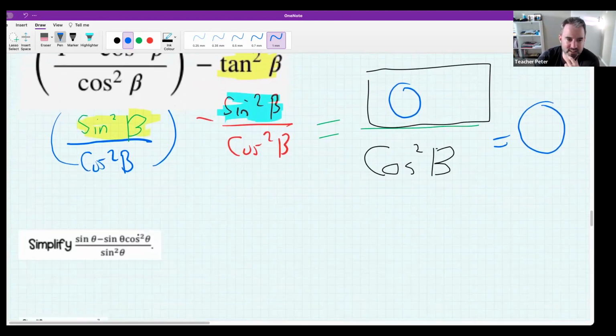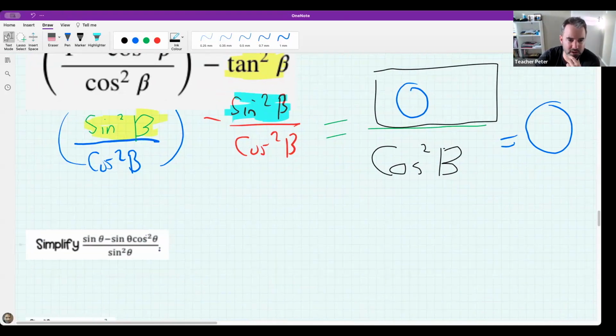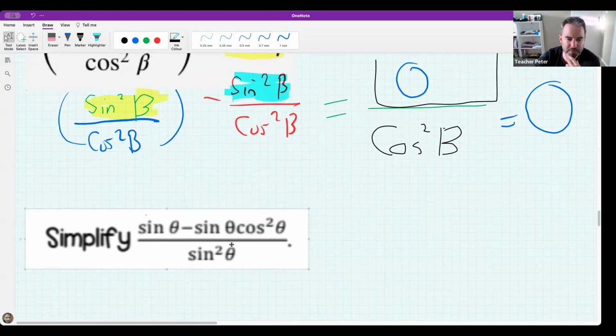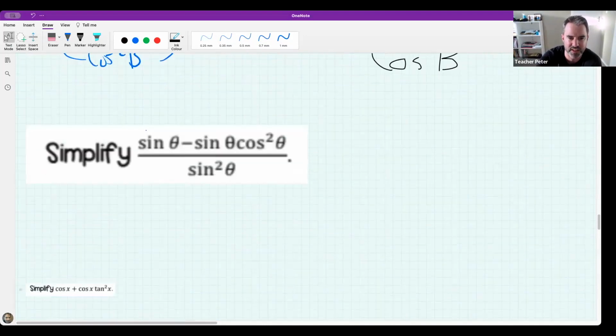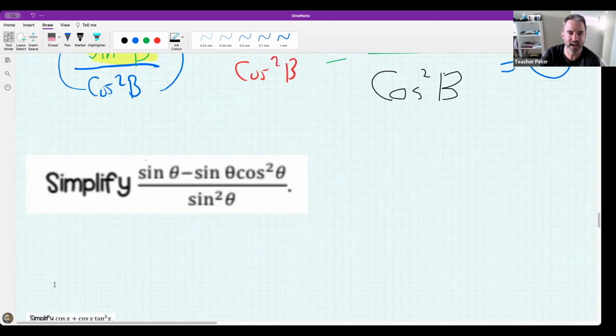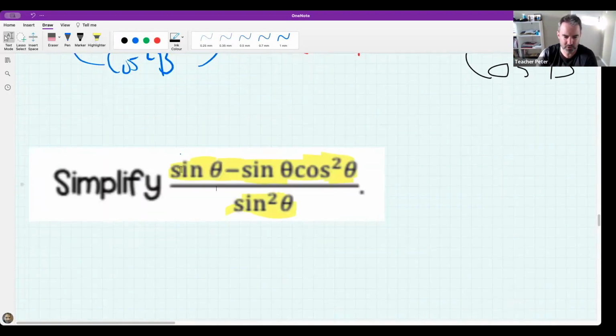Okay, now let's go to a slightly more sneaky one, but I think you guys are ready for this. So you have to simplify this one. And just to show you what it says: sine theta minus sine theta times cos squared theta, all divided by sine squared theta. So I'll color it in yellow just to give you more contrast. See if you can do that one.